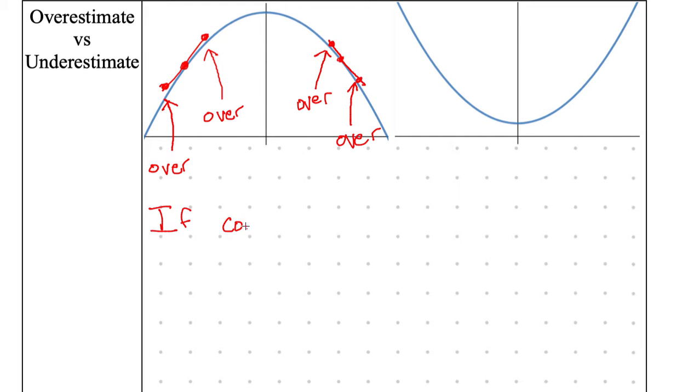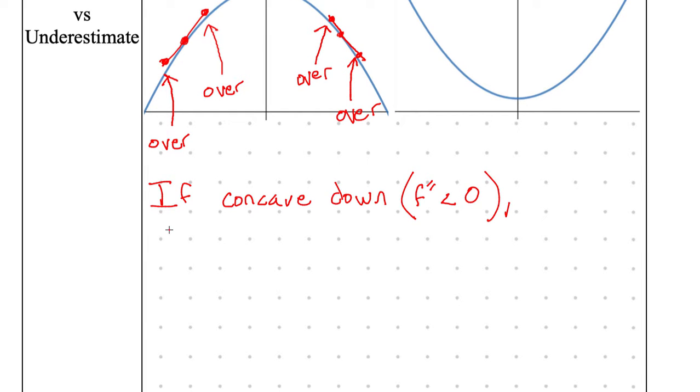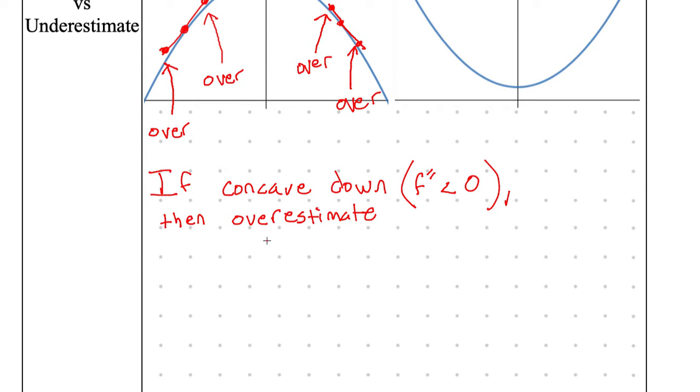If concave down, and what's the definition of concave down again? F double prime less than 0. Then you will always, always, always be what type of approximation? Then overestimate. Or you can say an over approximation. The key word being over.